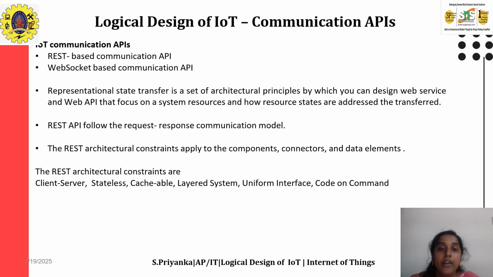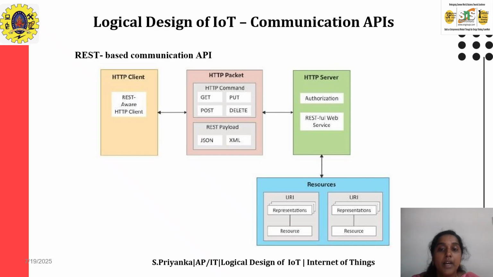IoT communication APIs mainly consist of REST and WebSocket APIs. First of all, REST is Representational State Transfer, a set of architectural principles by which you can design web services and web APIs that focus on the system's resources and how resource states are addressed. Here it mainly consists of HTTP client, HTTP packet, and HTTP server.